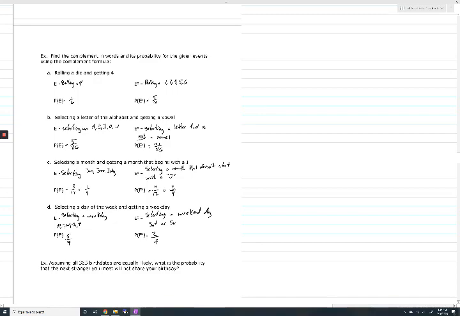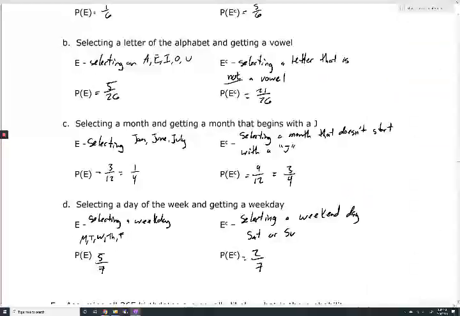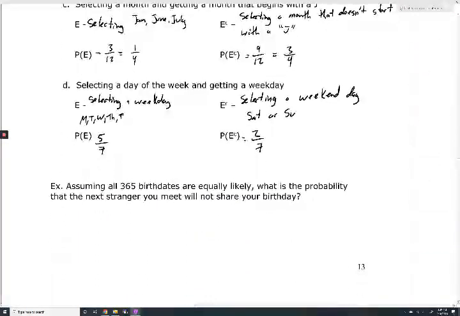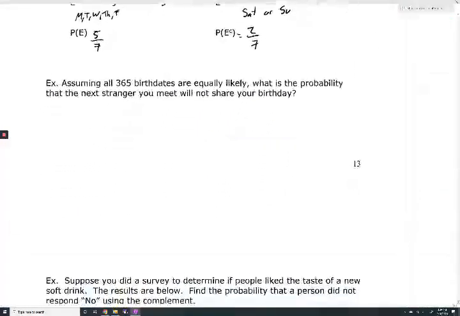All right, and so there you can see all of them. For B, selecting a vowel, there are 5 vowels, A, E, I, O, and U. And the complement of that is selecting a letter that is not a vowel, or that is a consonant, and there's 21 of those. Selecting a month and getting a month that begins with J, January, June, July, or not a J, and that's the complement. And then D is the same thing.